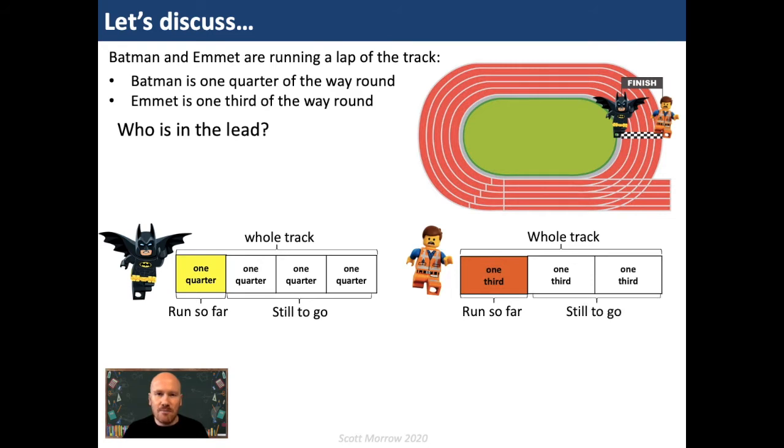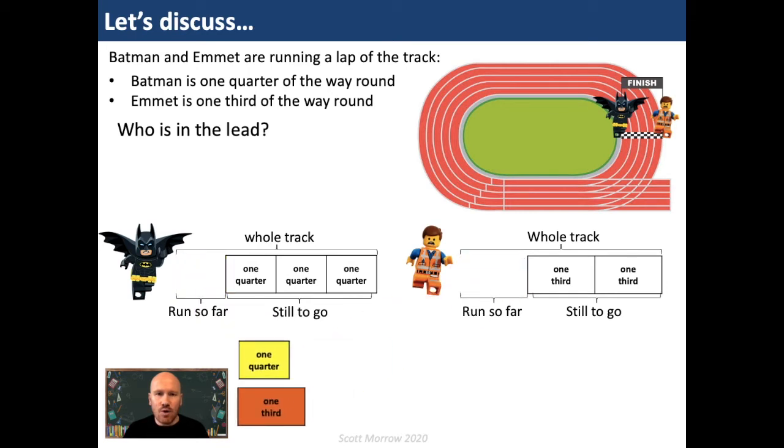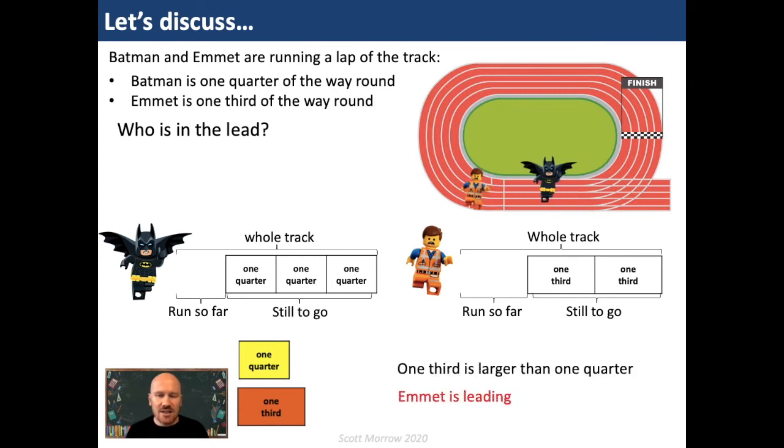So now we can compare how far Batman has run with how far Emmett's run. Because we split that bar into 4 equal parts to begin with, we can see that each of those quarters is smaller than each of those thirds. 1/3 is larger than 1/4, so Emmett is leading the race.